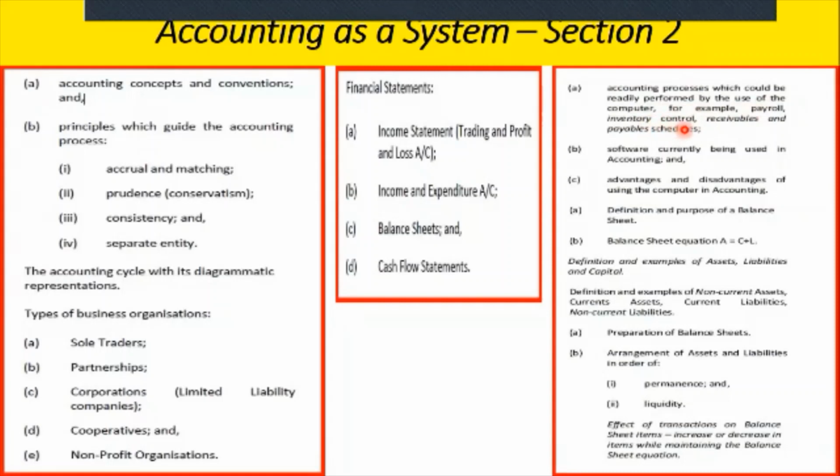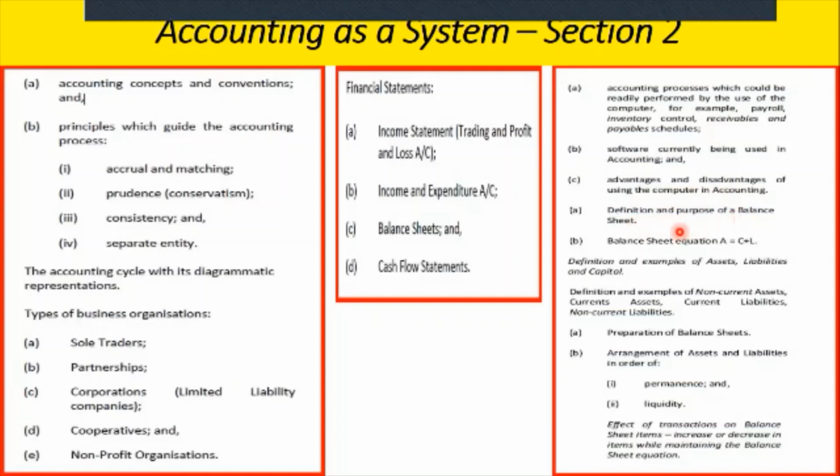Things like payroll and inventory and receivables and payables, right? You need to remember those 4. And if you can get the names of some of the software here, it could be easy marks on part B or part C, right? Then we have advantages and disadvantages of using the computer in accounting. Right, 2 main advantages would be speed and accuracy, right?